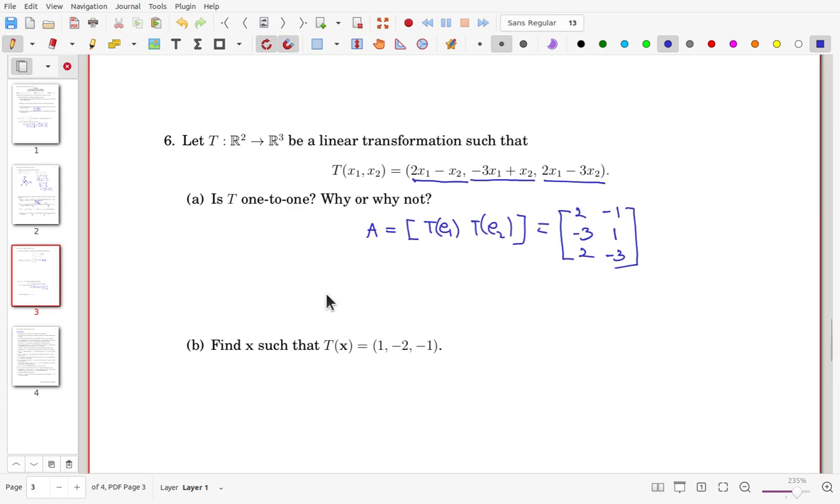Okay. Now, for the standard matrix, if it has a pivot position in each column, then it must be 1-to-1. But these two are linearly independent in different directions, so if you work on this matrix with elementary row operations, then you can find 2 pivots, which means each column has a pivot, so it must be 1-to-1. You can finish this one. Okay.